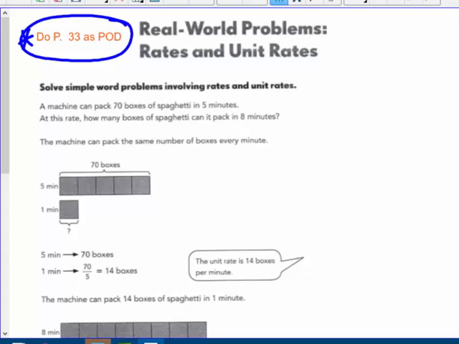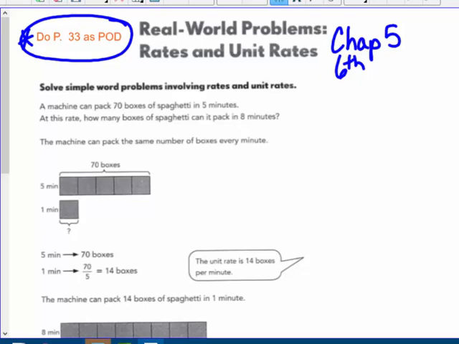So real world problems, rates, and unit rates. This is in chapter 5 of the 6th grade text, rates and unit rates. So chapter 5 in the 6th grade text. If you need some extra practice or if you want to follow along in the book, you can open the online textbook.